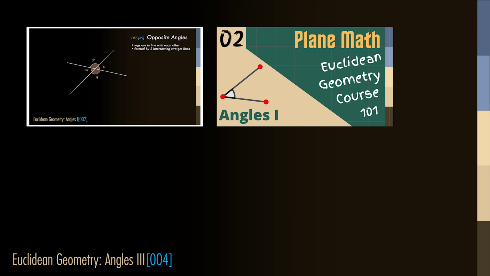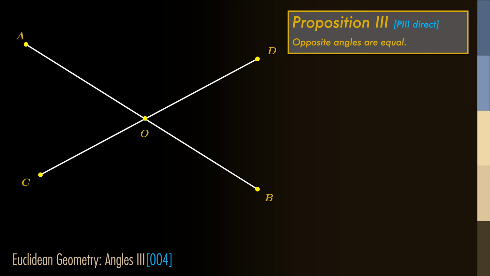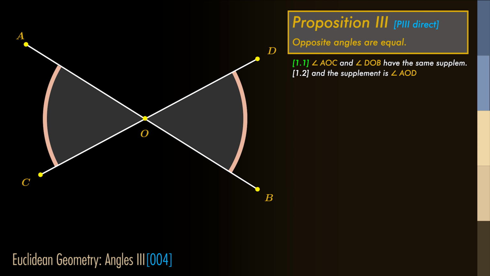In the previous parts we defined opposite angles. A proposition about this type of angle can be made. This will be proposition 3, and it says that opposite angles are equal. The proof of this is quite straightforward. Consider the figure. Angle AOC and DOB are equal because they have the same supplement, namely angle AOD, which proves the direct proposition.